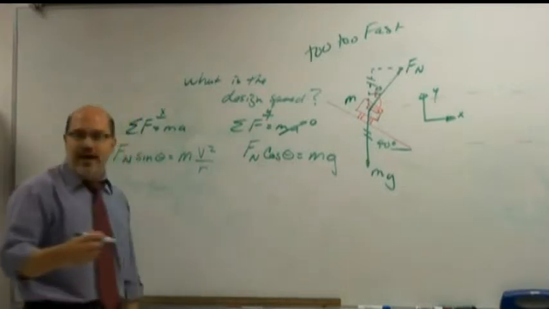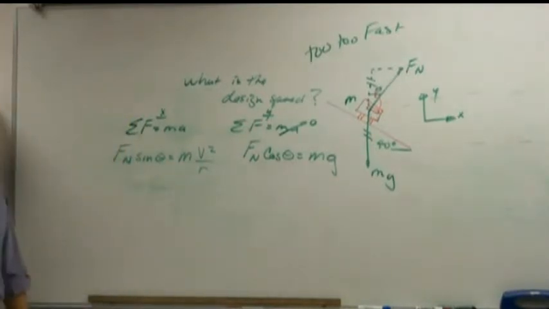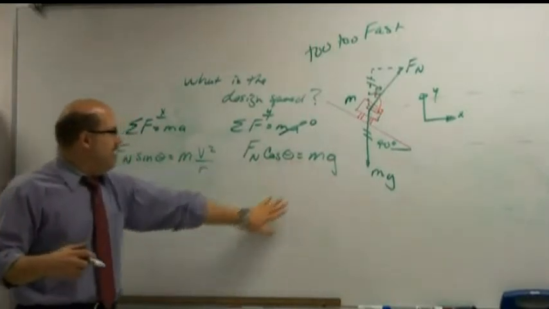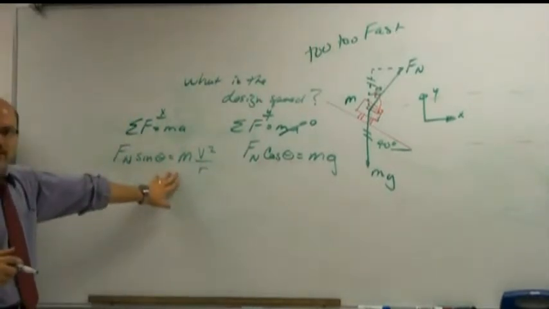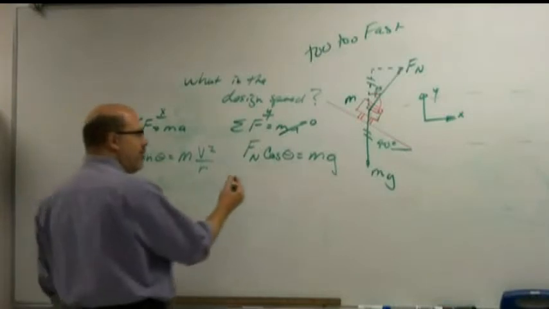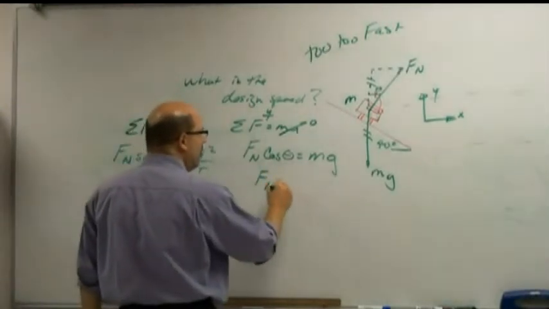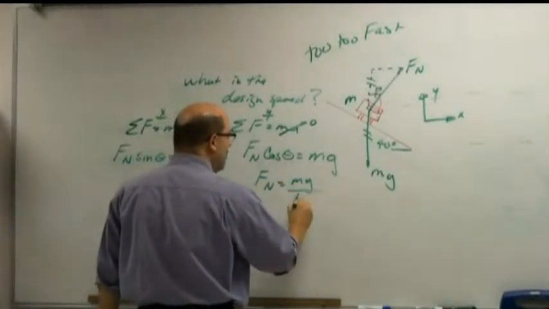There's another fancy way to do this too. It doesn't always work. It happens to work in this case. If you take this and divide it in over here, you can do that all at once. I'll show you that in a minute. Force normal equals mg over cosine theta.